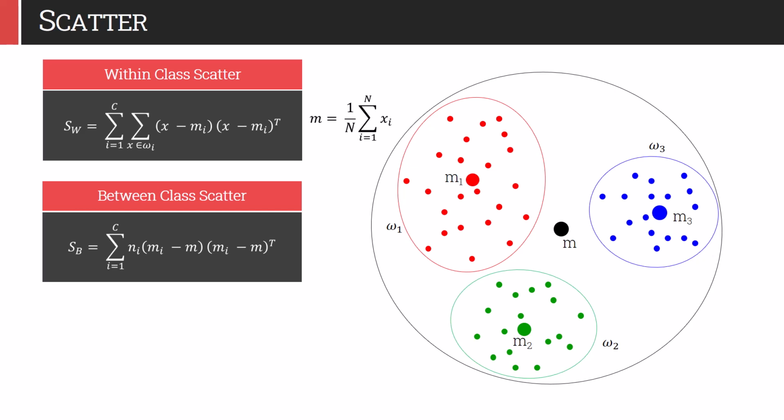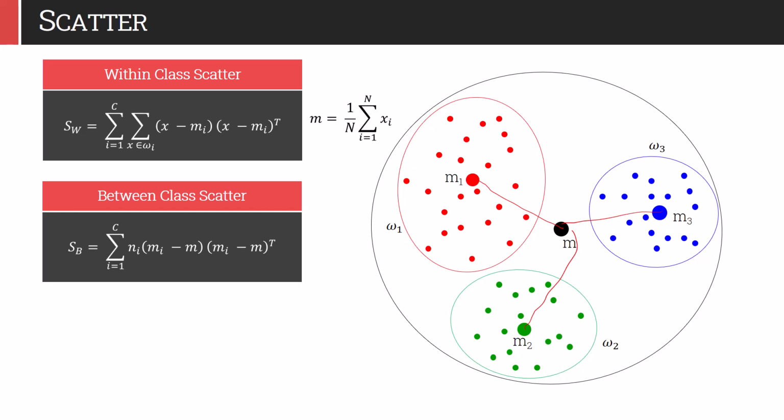That means how far individual class means are from each other. That scatter we are computing. So this is our mean of all the means. So how far these means are from the global mean. That is what the between class scatter. That will tell you how far individual classes are from each other.